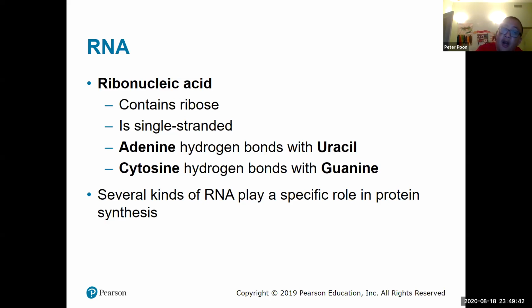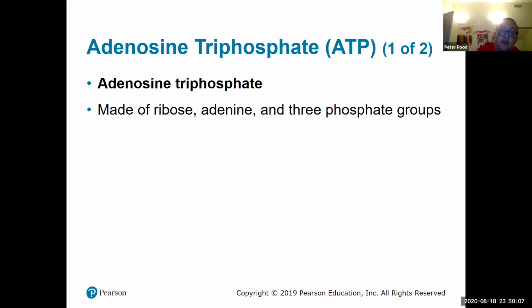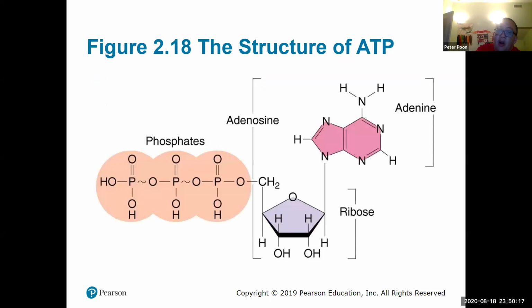RNA contains ribose instead of deoxyribose like DNA. That may not sound like a big difference, but it is a very big difference. Ribonucleic acid is much more sensitive to acids than DNA is. DNA is much more stable. ATP is made of ribose, adenine, and 3 phosphate groups. It is literally made from RNA.